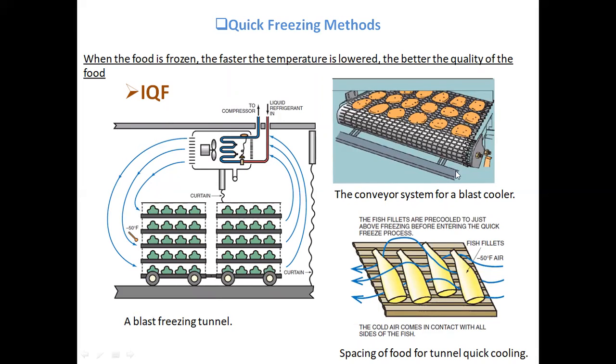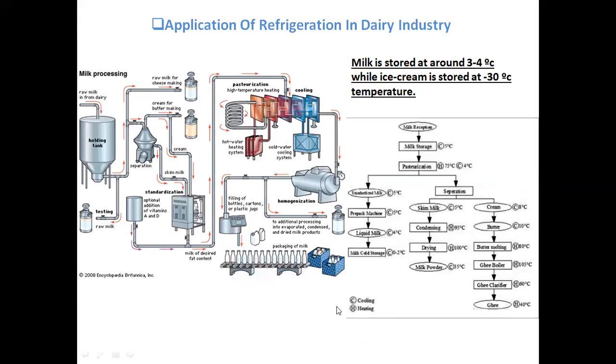Then the second is the conveyor type of blast cooler, which is also shown. Instead of the tunnel, at the bottom of the conveyor as well as on the top of the conveyor, low temperature air is blown over these products, so it is known as a conveyor blast cooler. At the bottom, the spacing of food products is shown here. The spacing of the products is very important, which will quickly and individually freeze the products and improve their quality.